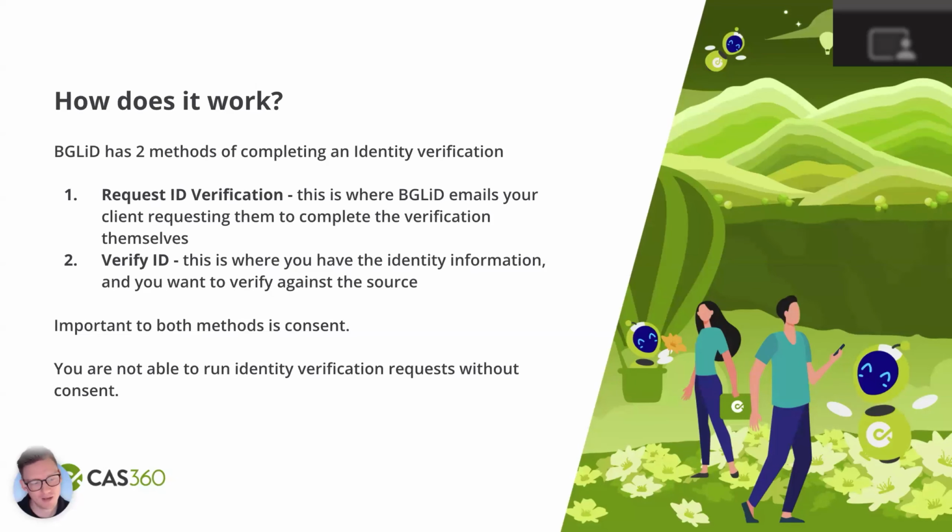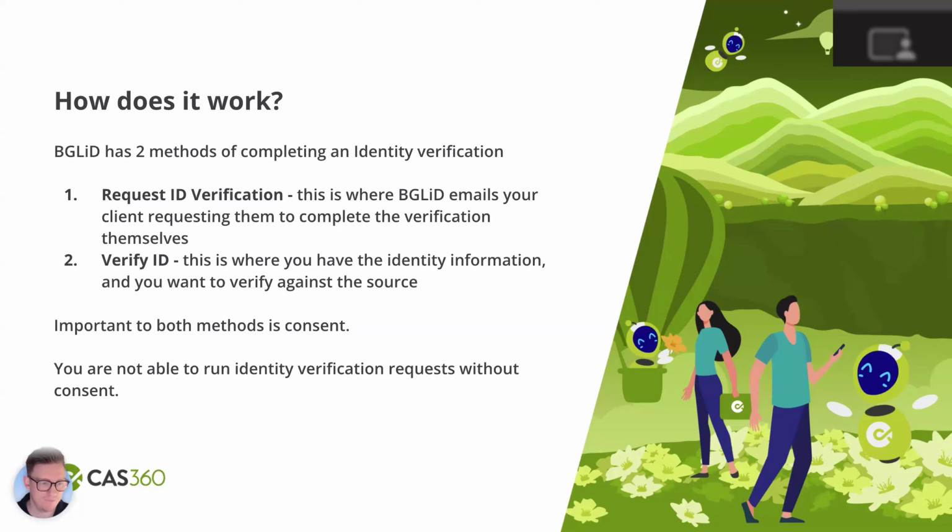There's two types of ID verifications that we will do. And I'll show you the request for verification, but it just depends on where the data sits. So the request for verification, which is the most popular at the moment, this is where BGLiD, through your BGL product, emails your client requesting them to complete an ID verification. So it's pretty simple. The system sends an email out to your client. Your client completes their ID verification themselves, and you get the result. Okay, pretty simple.